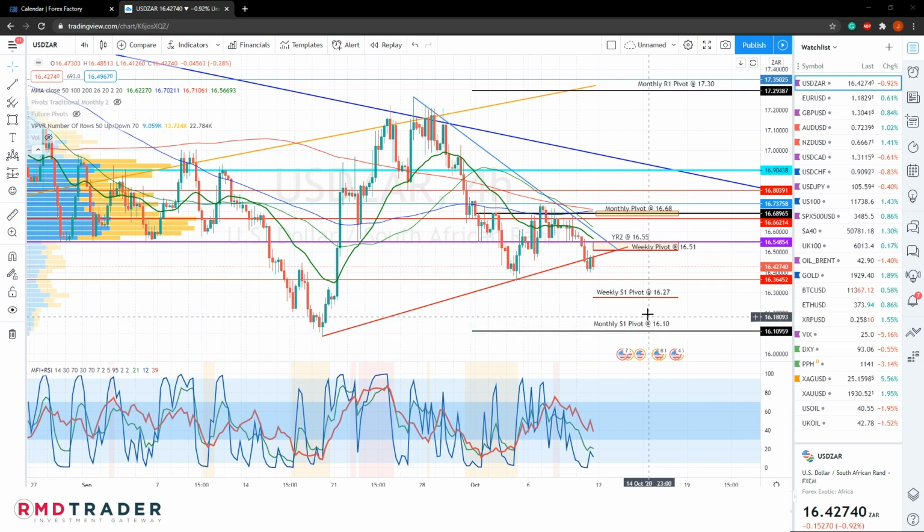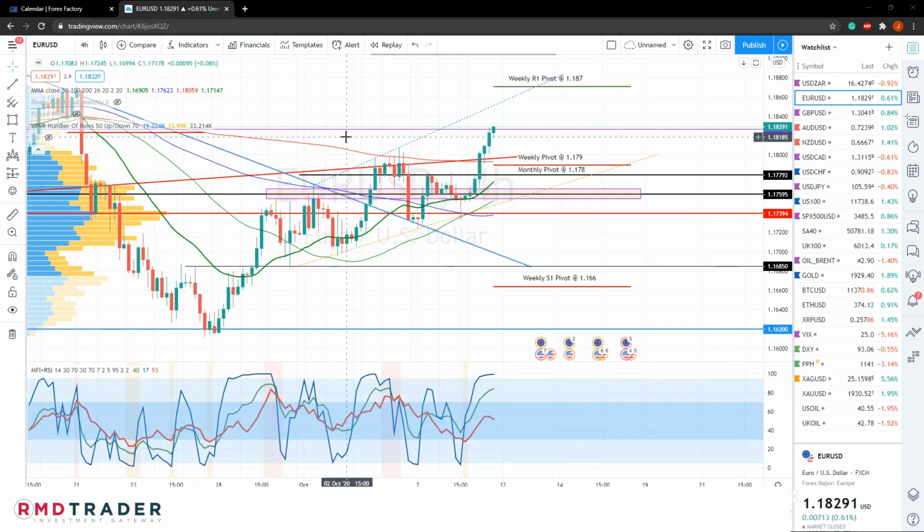Also take note that the weekly pivot is at 1651. And that means that the area between the weekly pivot and the yearly R2 pivot at 1655 would be our area of resistance. So any move back into this level will then act as resistance. So if we do manage to break above that, the area of resistance would be at our monthly pivot at 1668, and that is again where we'll meet up with the 4-hour 200 and 100 SMAs. So that would be another very strong area of resistance should we manage to break above that level.